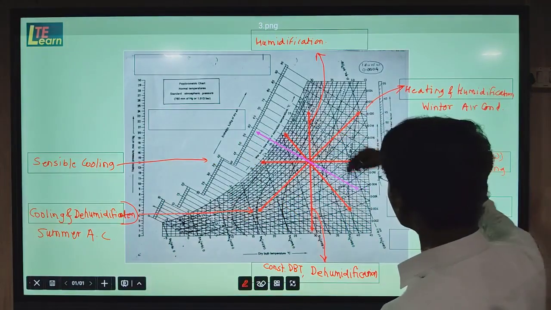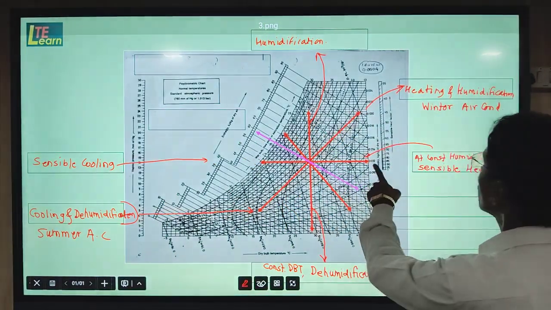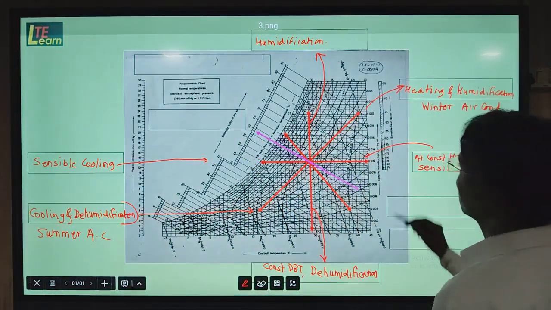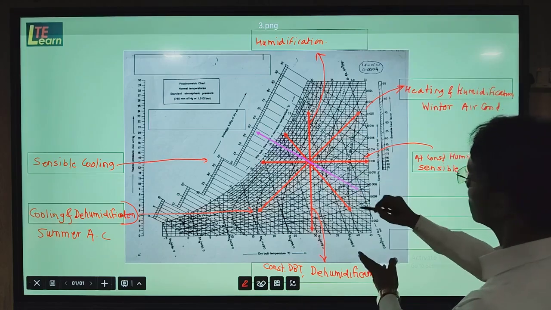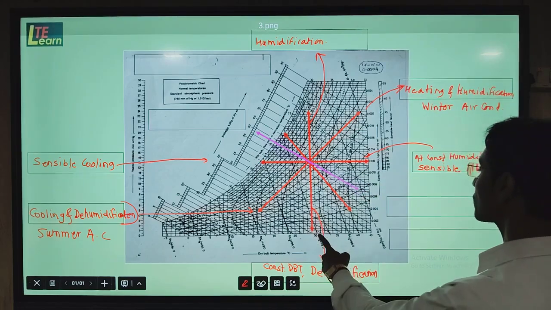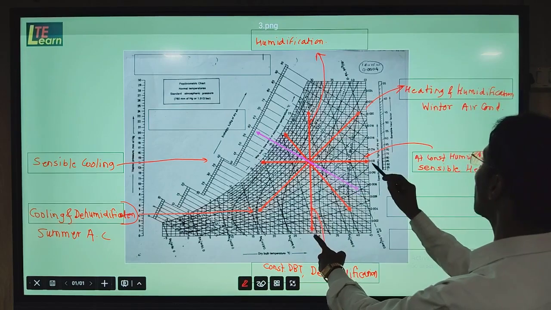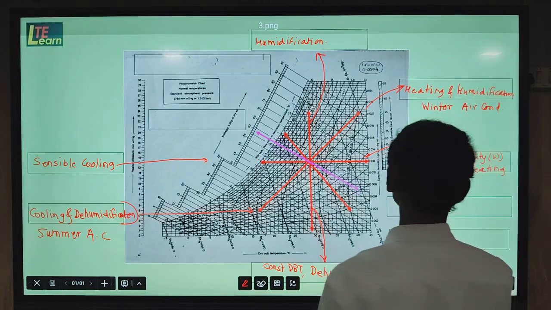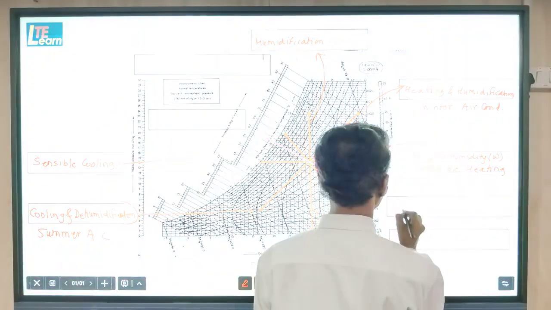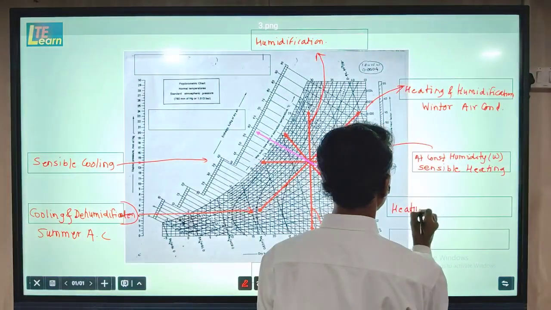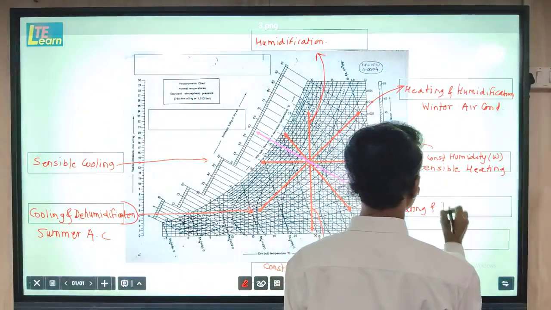Now the other quadrants. If you see this quadrant, you will find this process is a combination of dehumidification and heating. So this process is heating and dehumidification.